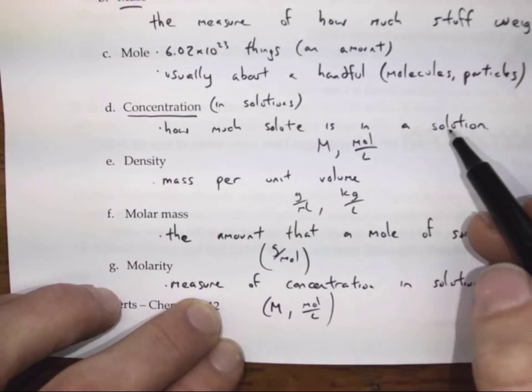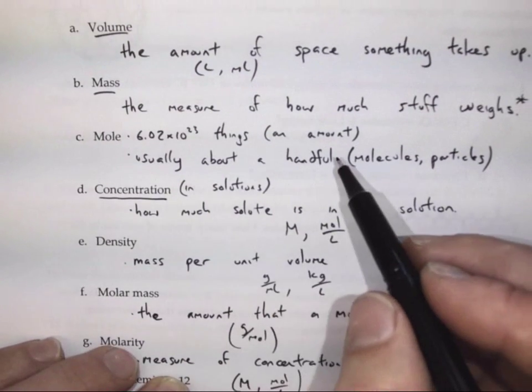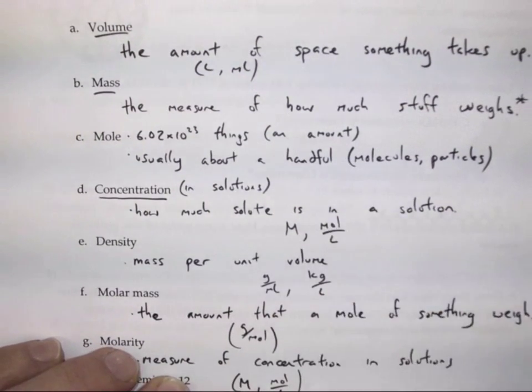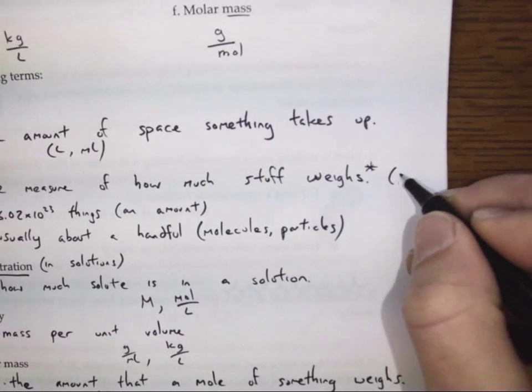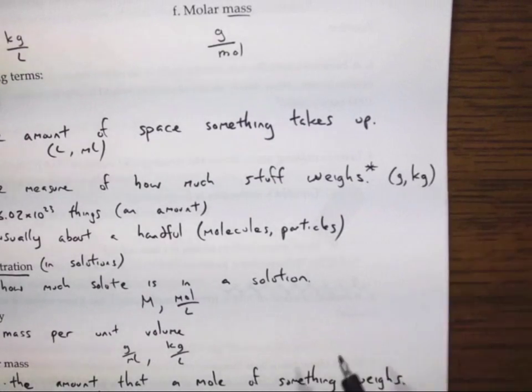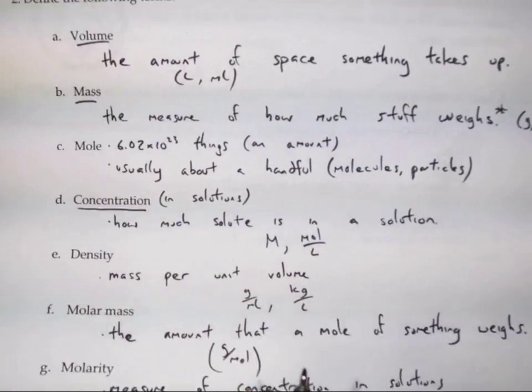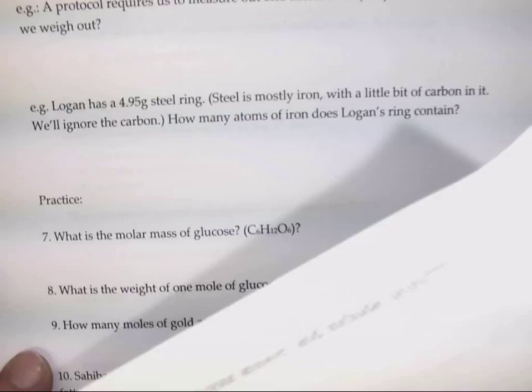moles per liter. A mole is just a number of things, so it doesn't really have units, or if it does have units, it's units of moles. Mass is measured in grams or kilograms. Okay, so I went through that kind of quickly, so we'll move on.